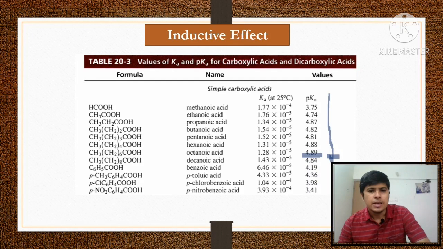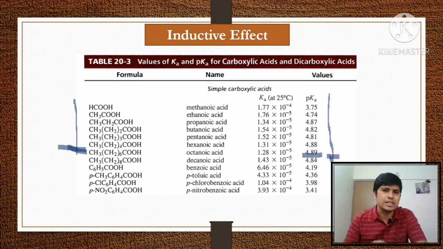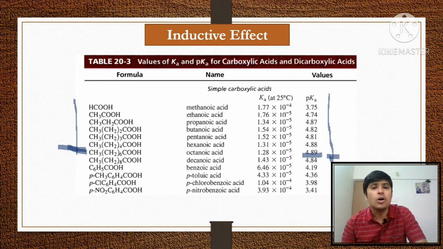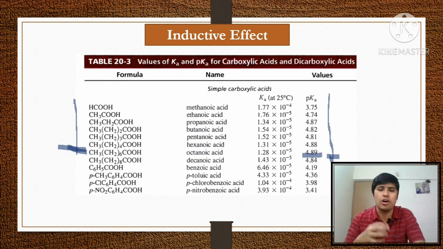That means when the electron donating alkyl substituents increase in the carbon chain, the acidity of carboxylic acid decreases, from methanoic acid to ethanoic acid, ethanoic to propanoic, propanoic to butanoic, butanoic to pentanoic, pentanoic to hexanoic, hexanoic to octanoic. So as the electron releasing alkyl group increases in the aliphatic chain of the carboxylic acid, the acidity of carboxylic acid decreases.